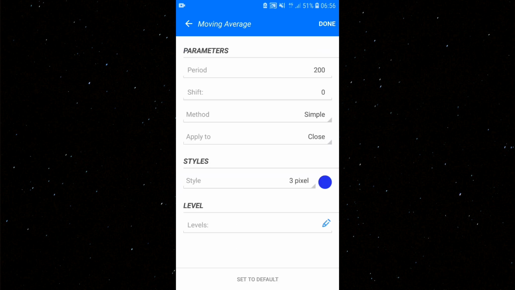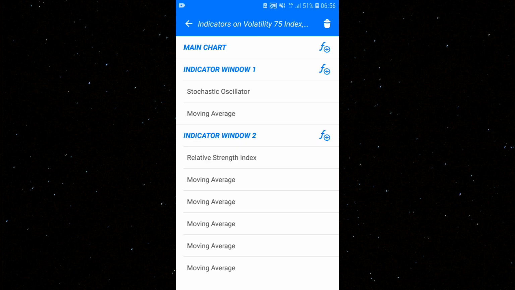The first moving average for the indicator window number 2 has to have a period of 200, shift 0, method simple, apply to close, styles 3 pixel and the color is blue. No levels are needed.